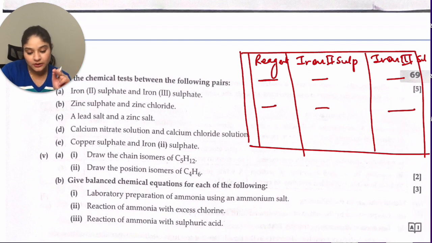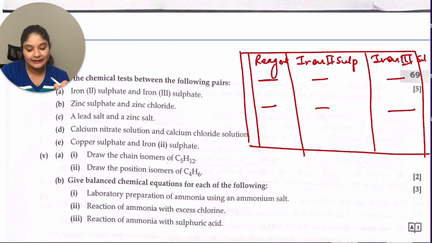Now next is difference between zinc sulfate and zinc chloride. So how you can differentiate between them is, you can use barium chloride. With zinc sulfate you get a white PPT which is insoluble in all mineral acids, whereas with zinc chloride it will not show any reaction.